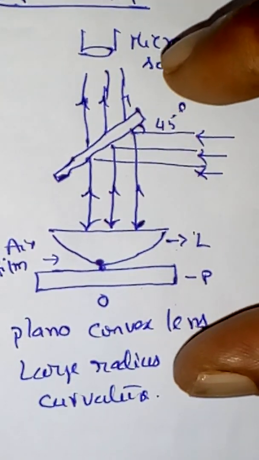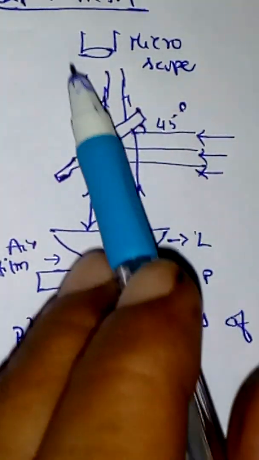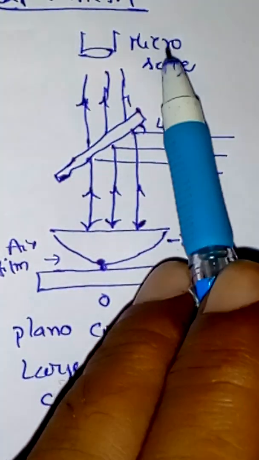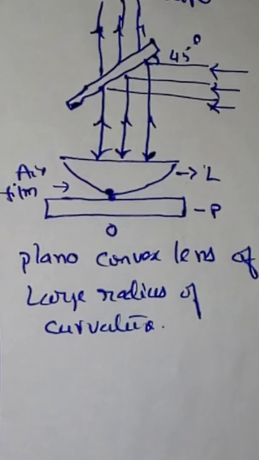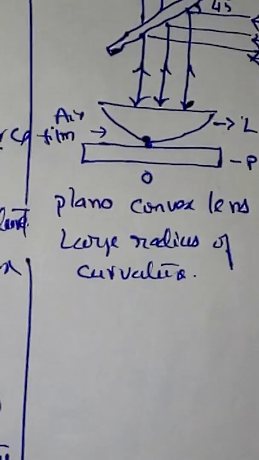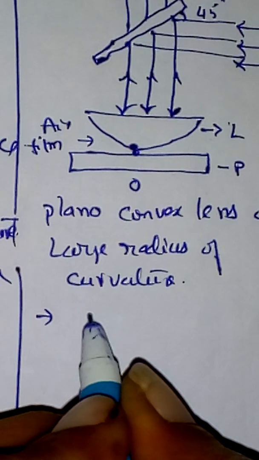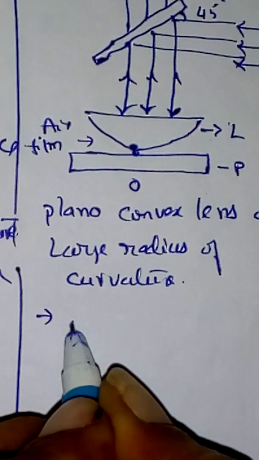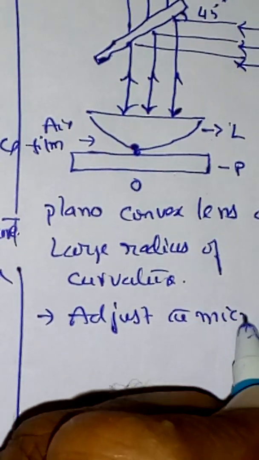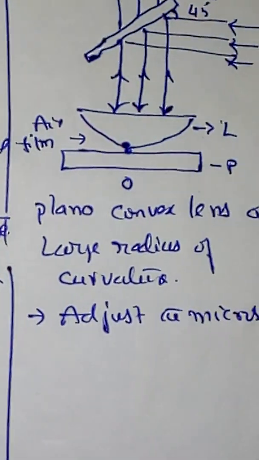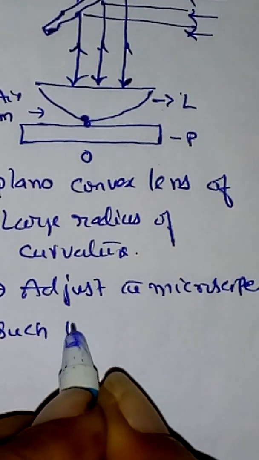So to determine the wavelength of a light source from where the light rays are coming, we have to make this experimental setup which we have already seen. Now imagine that we are getting Newton's rings. So having formed Newton's rings, the steps to be remembered is we have to adjust the microscope. Adjust the microscope. How?